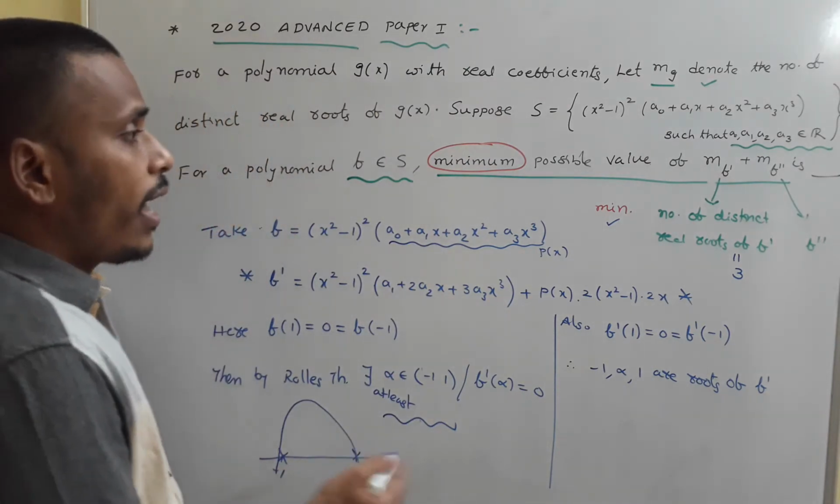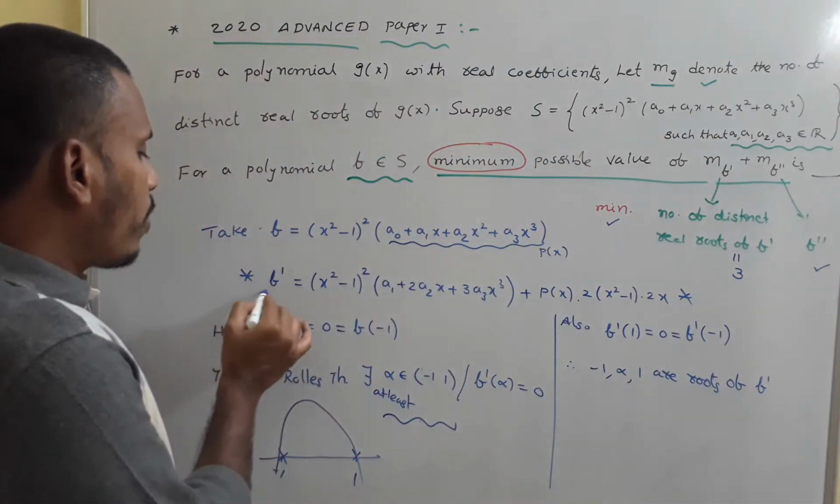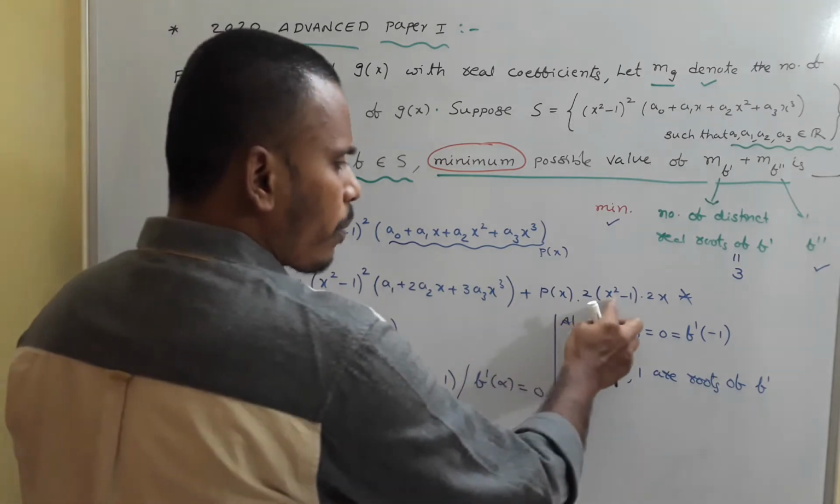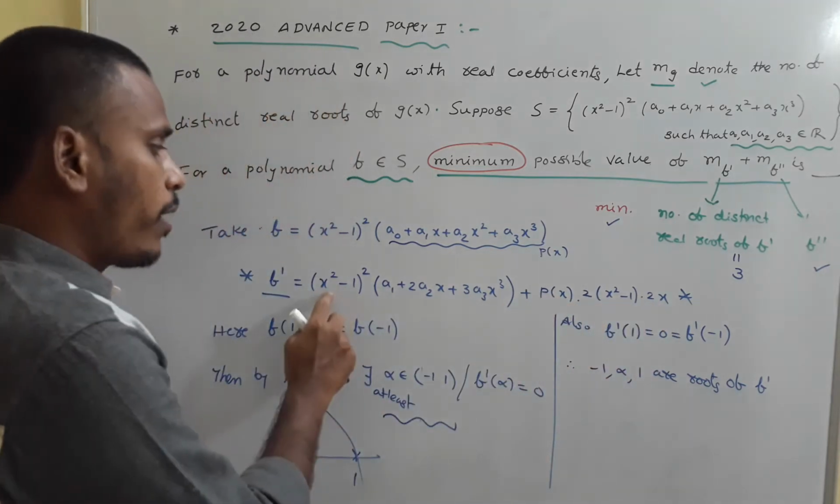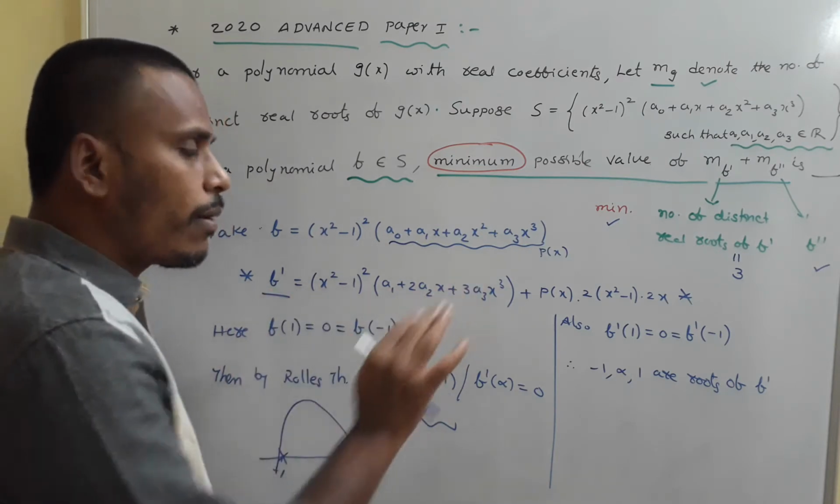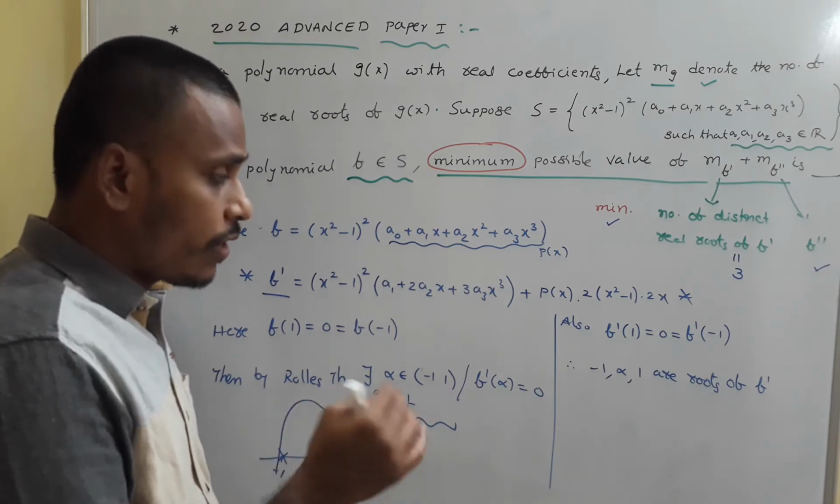Okay, and now again we need to think about f double dash. When you write f double dash from this f dash, you need to apply the product rule for these three, and apply the product rule for these two. It's a bit complicated. That f double dash has no roots, and we are searching for the minimum number of distinct real roots as per our discussion.